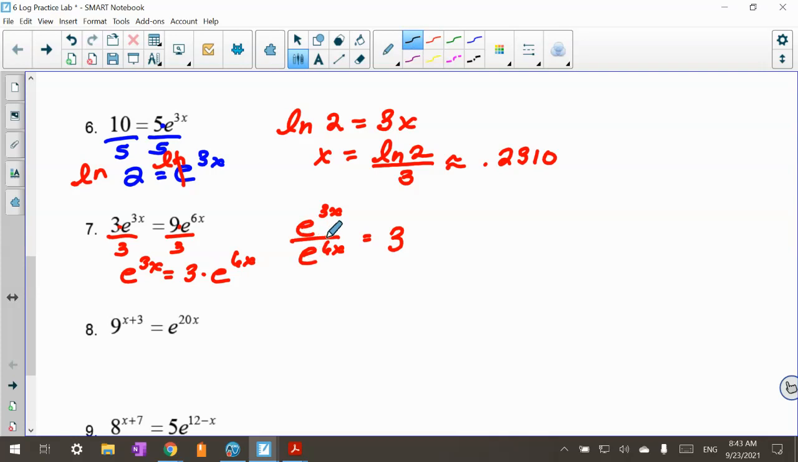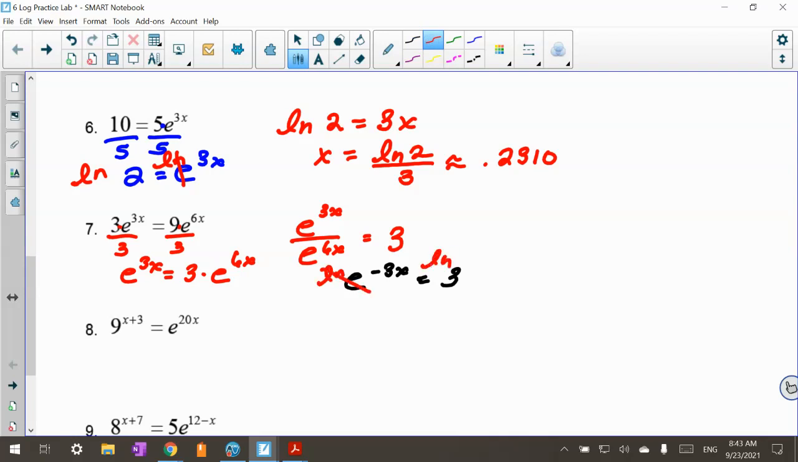So if the bases match, and I'm dividing, I'm actually subtracting my exponents. This is what you end up with: e to the negative 3x, because 3x minus 6x is negative 3x, equals 3. Okay, now I can natural log both sides, and this is the beauty of base e.